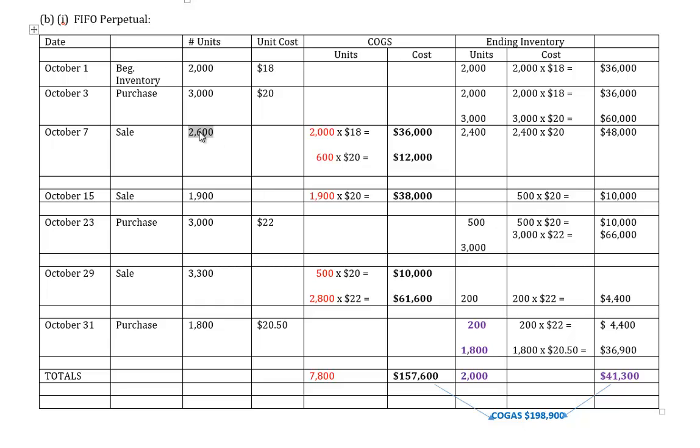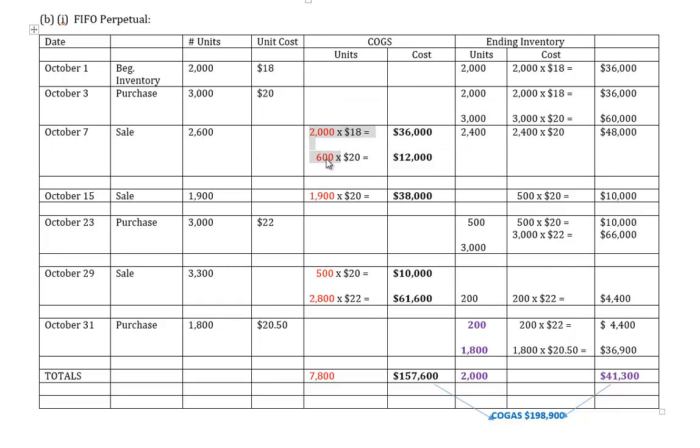Well, of the 2,600 units that I sold, 2,000 came from these guys here, the beginning inventory. So I'm taking them out at $18 a unit. Now I sold 2,600, so the other 600 must have come from these 3,000. So that's why I separate them. When I have multiple tiers of inventory, I like to keep them separated so I can better see where the units I sold are coming from.